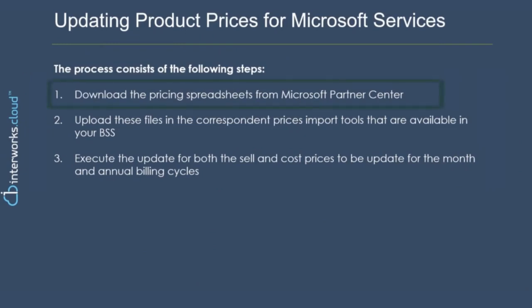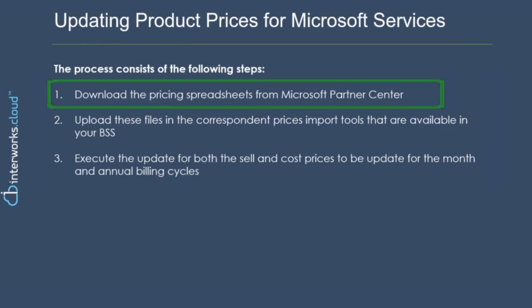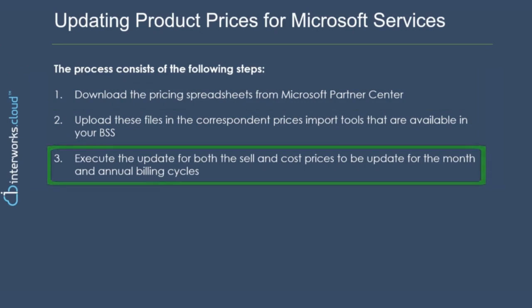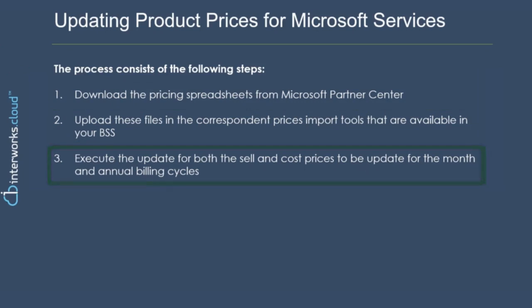You will need initially to download the pricing spreadsheets from the Microsoft Partner Center. Then upload those files to the corresponding price import tool that we have in our platform. And then of course execute the update for the products in your BSS to be updated with the new sell and cost prices for both monthly and annual billing cycles.